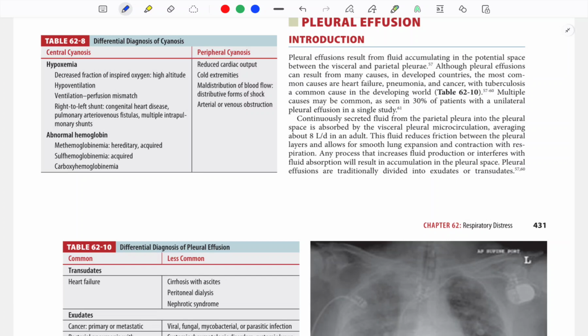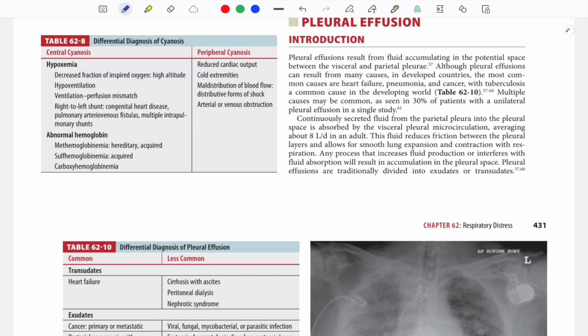What are the causes of transudative effusion? They are cirrhosis, heart failure, nephrotic syndrome. And what is exudative? Inflammation, malignancy, and infection like tuberculosis. Low glucose in pleural fluid you will remember by REM: rheumatoid arthritis, empyema and malignancy. High amylase in pleural fluid is seen in pancreatitis, esophageal rupture and malignancy.